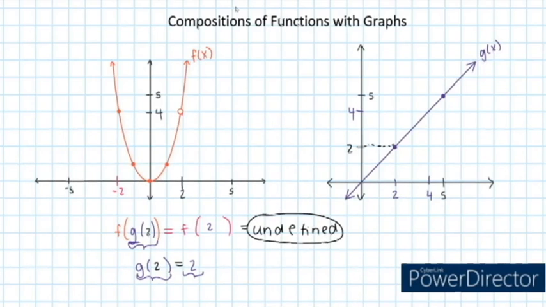Again, how did we get this? Well, we evaluated our inner function at the specific x value, x equals 2. We found g of 2 is 2, then we plugged 2 into the outer function f, and we found f of 2 is undefined because there's a hole in our graph.